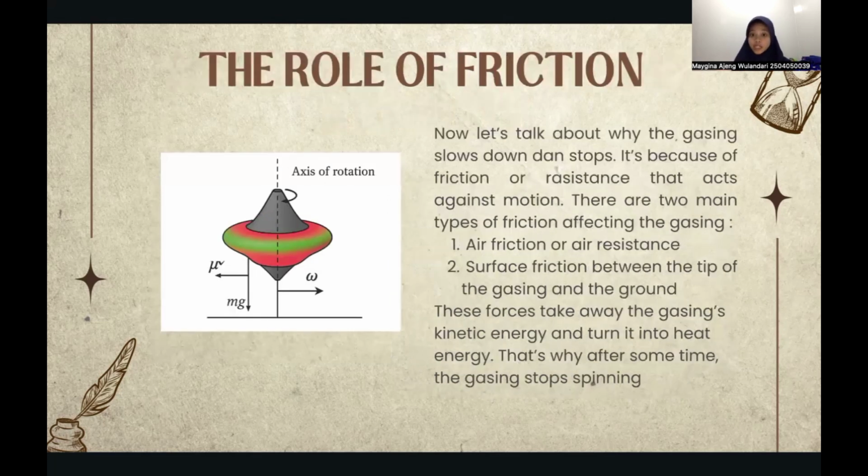The role of friction. Now, let's talk about why the gasing slows down and stops. It's because of friction, or resistance that acts against motion. There are two main types of friction affecting the gasing. 1. Air friction or air resistance. 2. Surface friction between the tip of the gasing and the ground. These forces take away the gasing's kinetic energy and turn it into heat energy. That's why after some time, the gasing stops spinning.